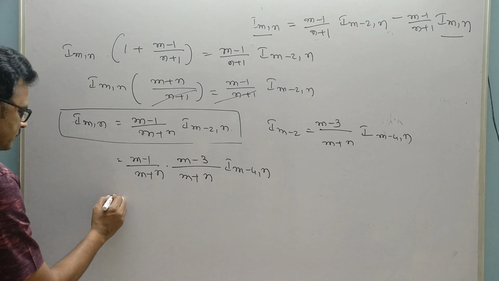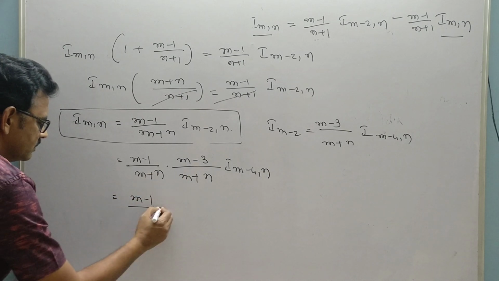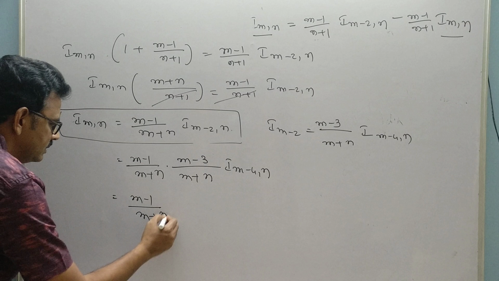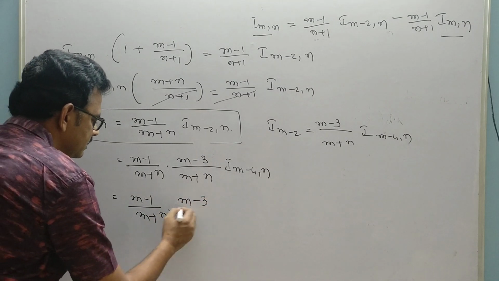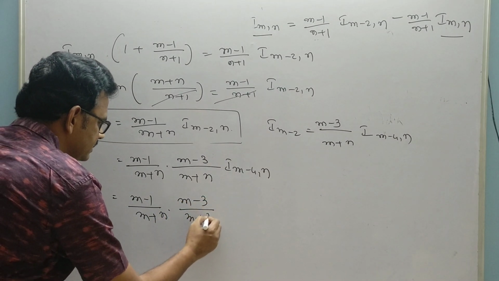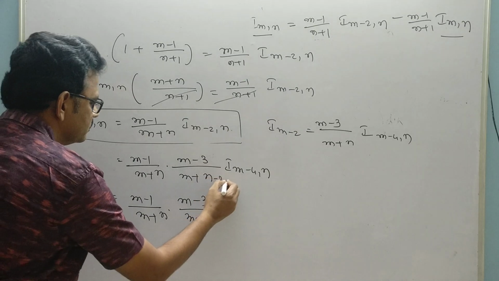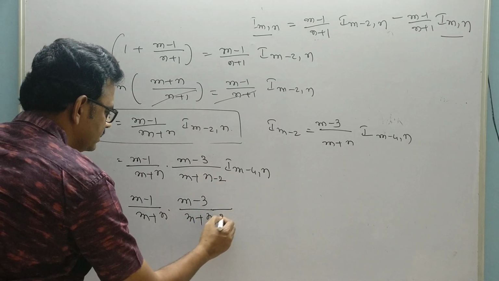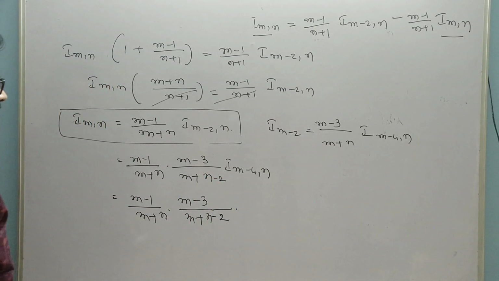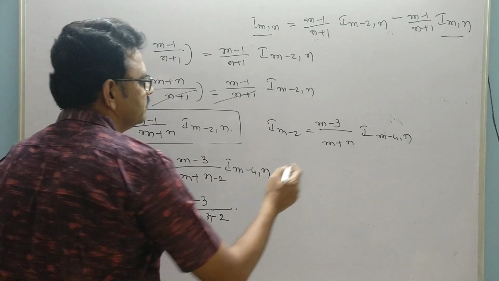That is equal to m minus 1 by m plus n, m minus 3 by m plus n minus 2, into and so on.